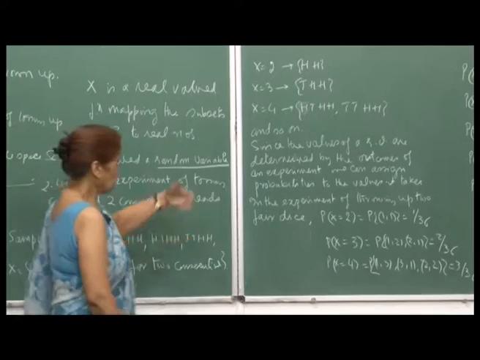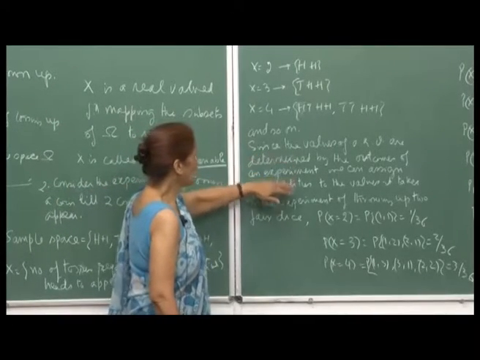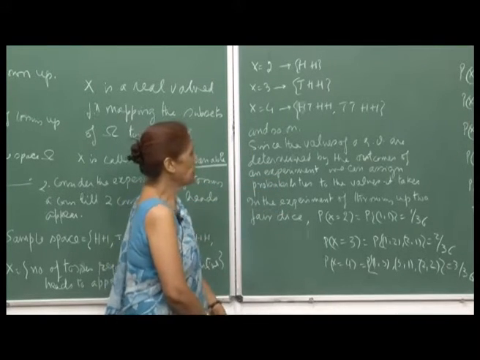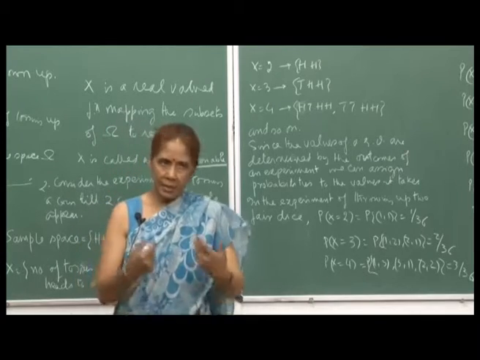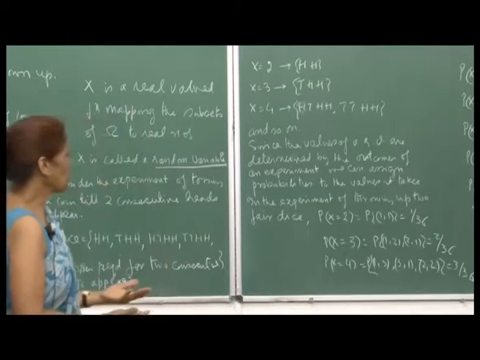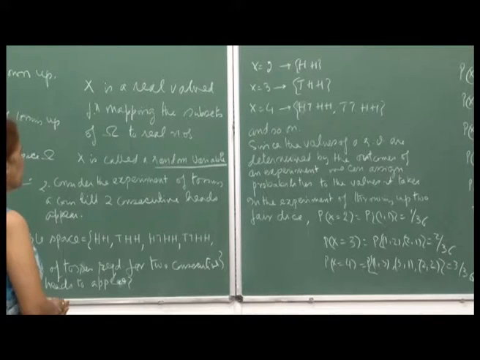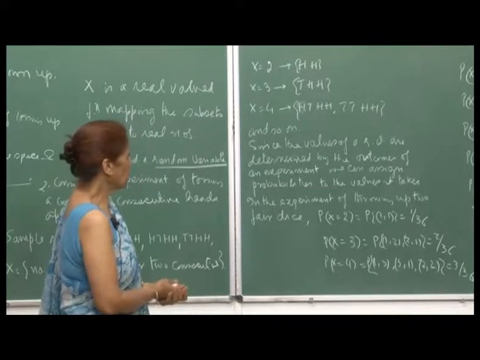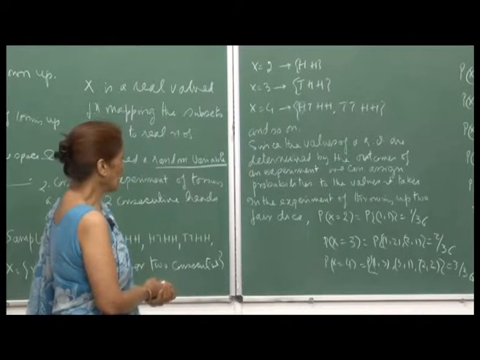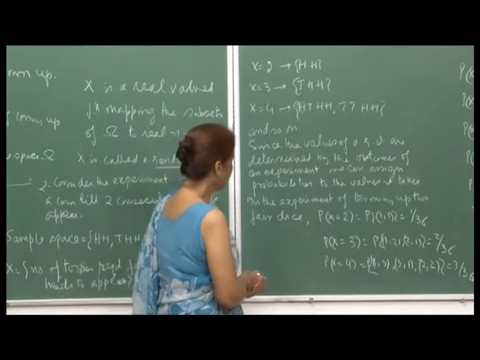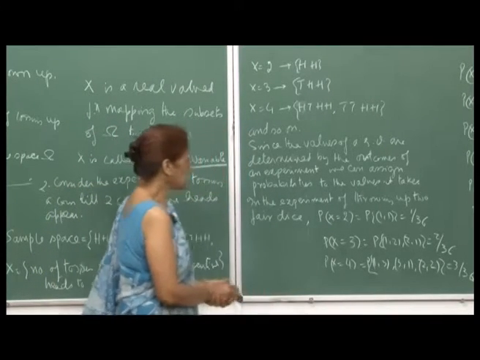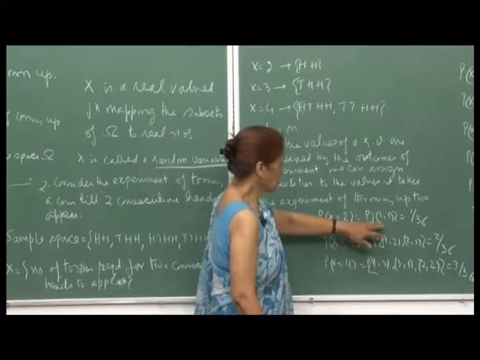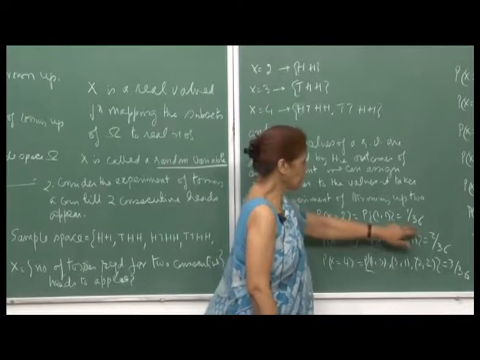Again, I will reiterate that since the values of a random variable are determined by the outcome of an experiment, we can assign probabilities to the values it takes, because there are probabilities associated with the outcomes of the sample space, and since a random variable maps subsets or events from the sample space to real numbers, I can assign probabilities. So, for example, in the throwing of two fair dice, the probability that x is equal to 2 would be the probability of the singleton 1 comma 1, which is 1 by 36.